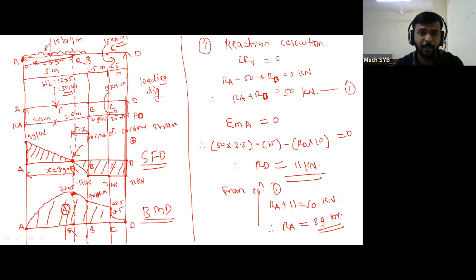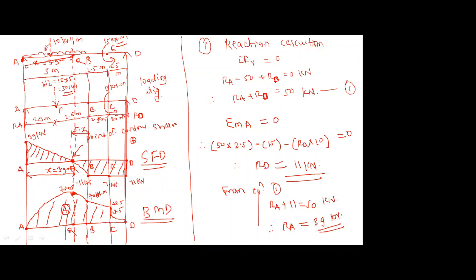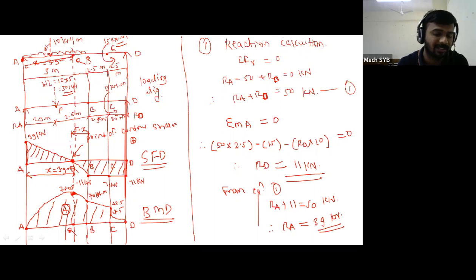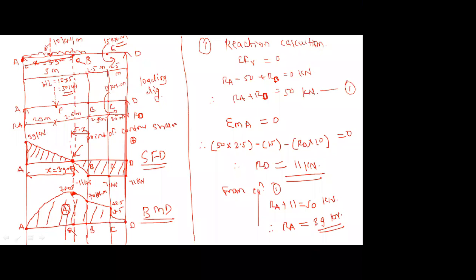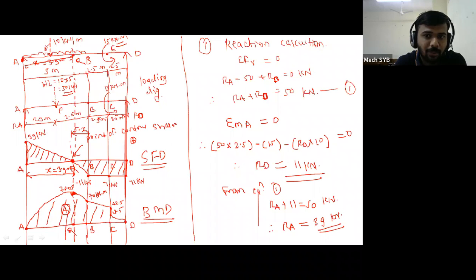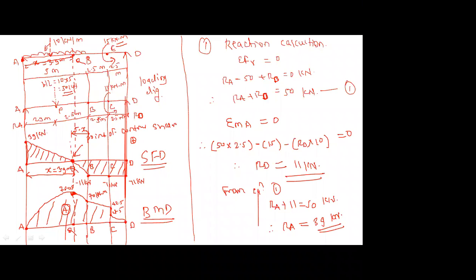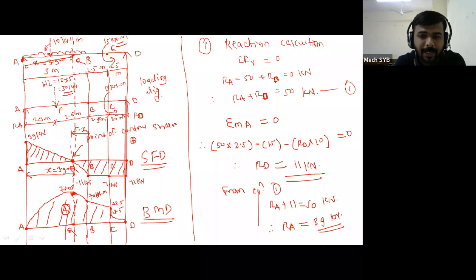And what is the difference between this problem and the previous problem? In the previous problem only UDL is there. In this problem UDL plus couple is there. And tell me where we have to consider the effect of couple. In reaction calculation, where is it considered? While taking moments, that is, summation of moments about A. Okay.